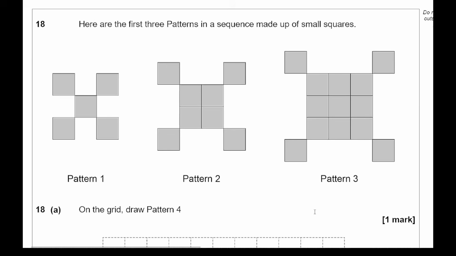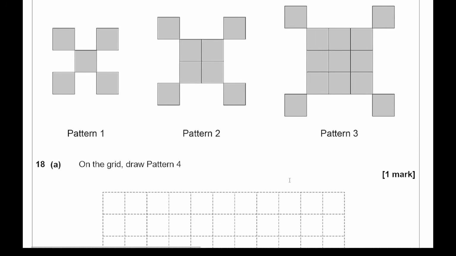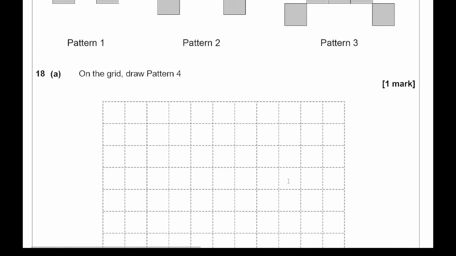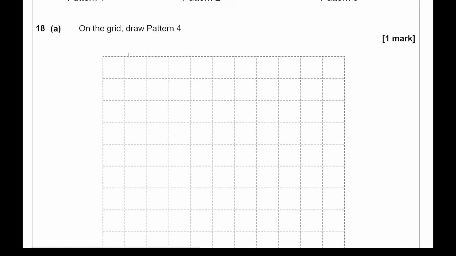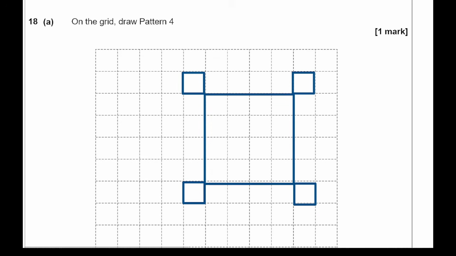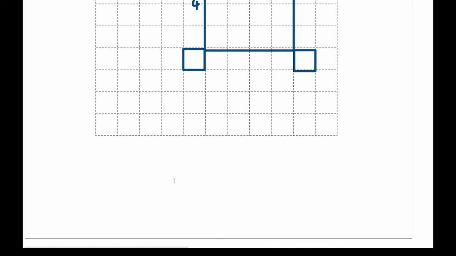Moving on to question 18, it says, here are the first 3 patterns of a sequence made up of small squares. On the grid, draw pattern 4. Now for this, you are going to need to use a ruler and draw this neatly using the squares provided. So what your diagram should look like is something like this. And now you can draw your pattern exactly where it should be. Now mine's just slightly off the actual grid, but this should be 4 by 4 and then a single square on each of the vertices.